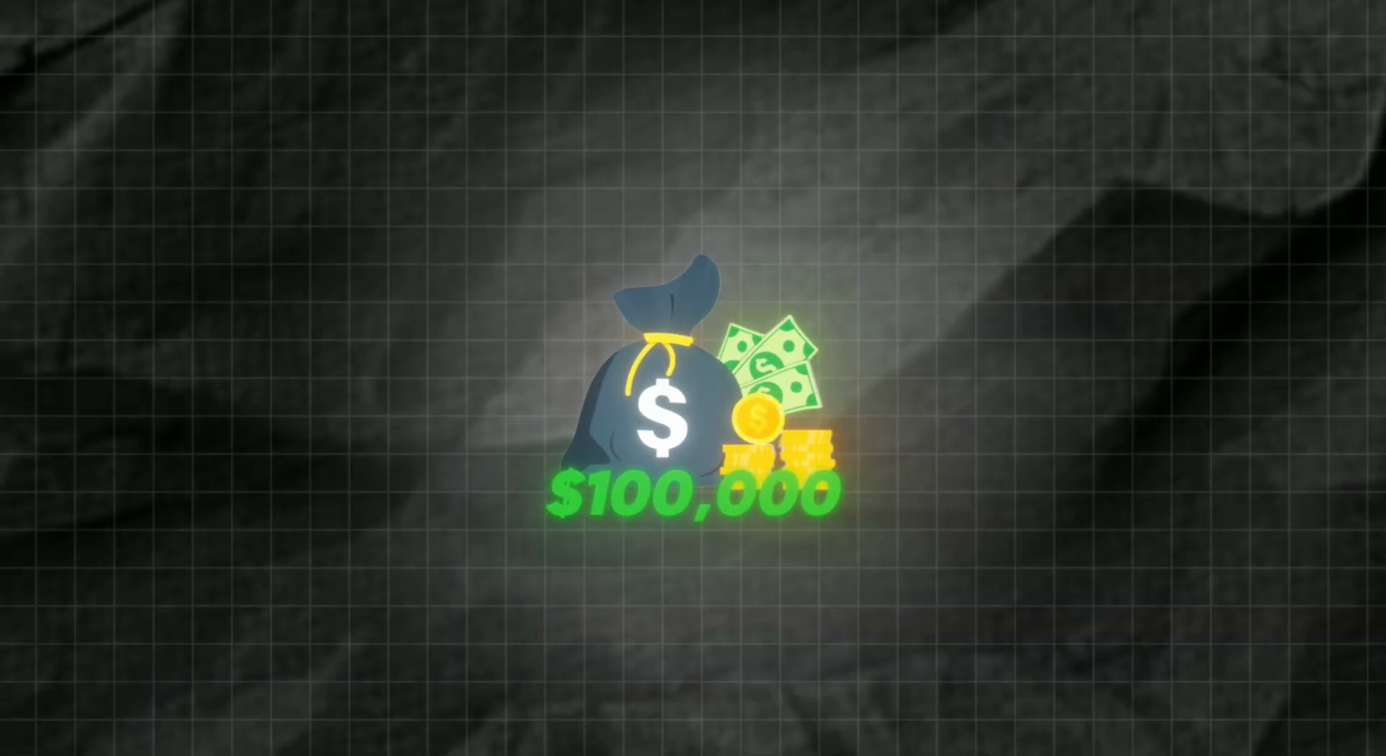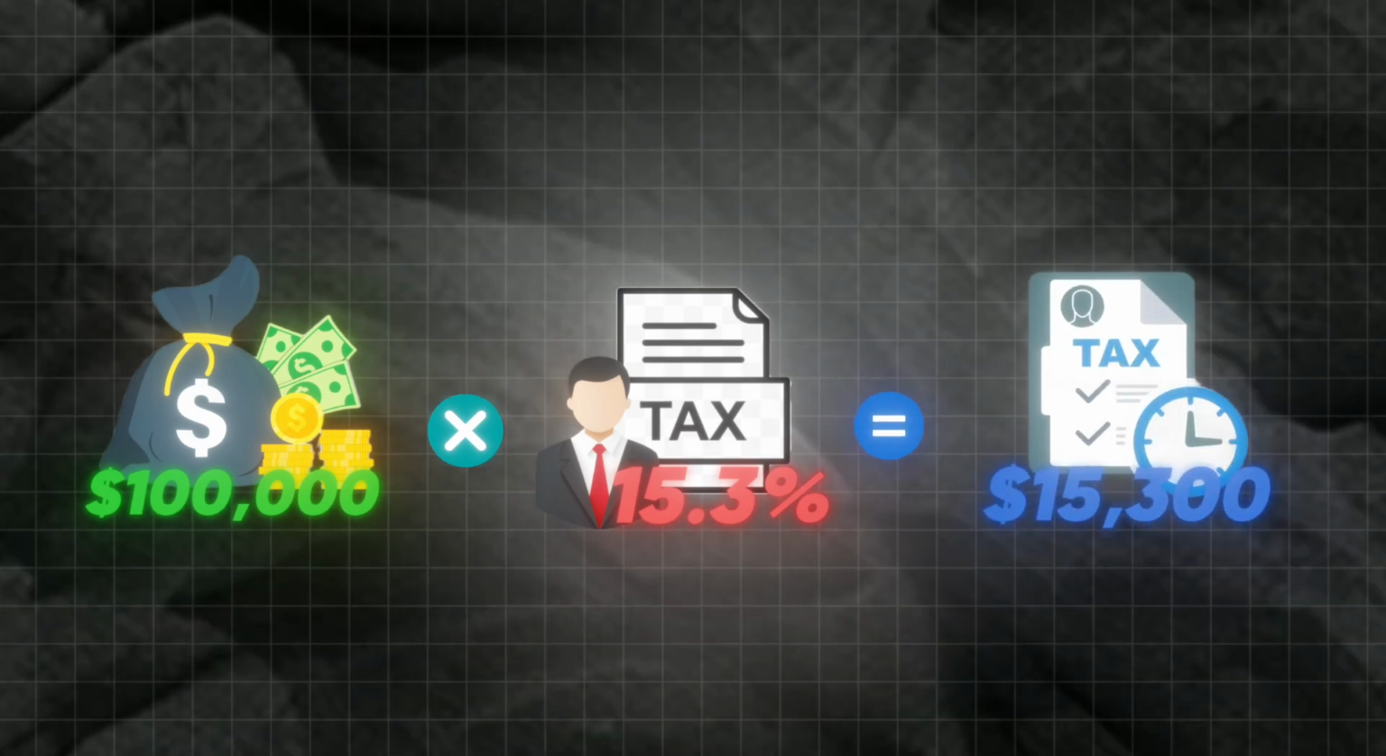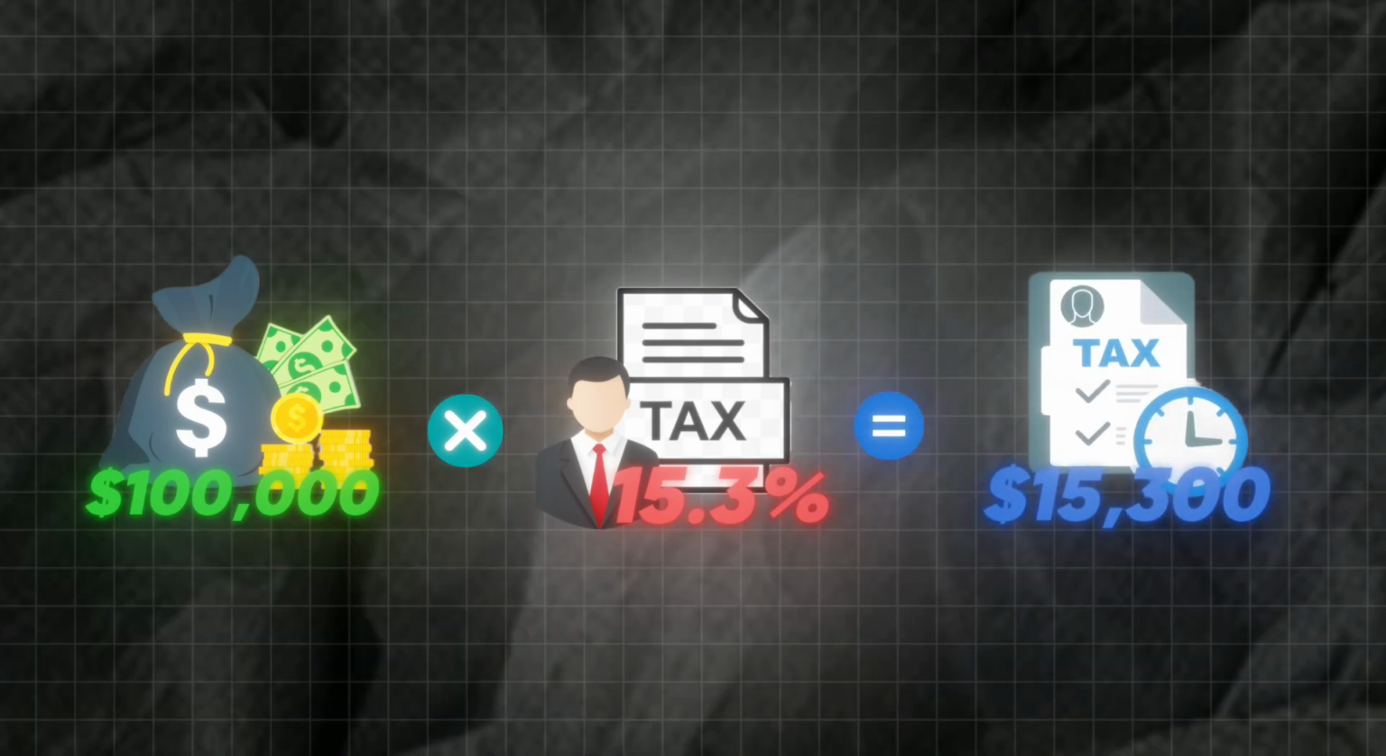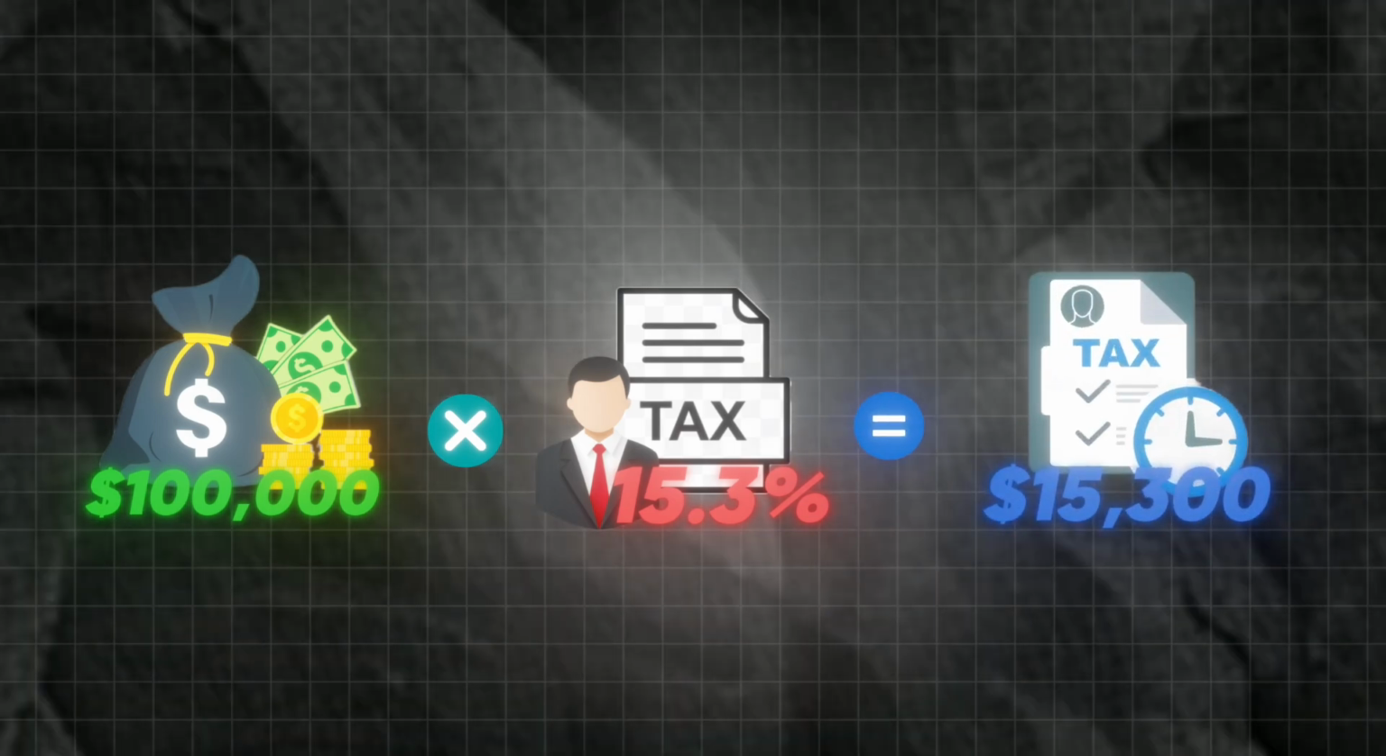On $100,000 of income, 15.3% is the tax rate, which is $15,300, and that's before you factor in federal income taxes. This is one of the main reasons why converting to S corp starts to make sense for many business owners, especially for those profiting $50,000 to $60,000 per year.